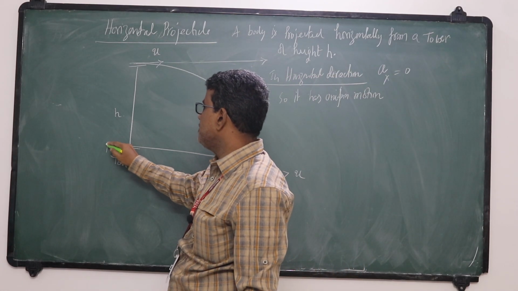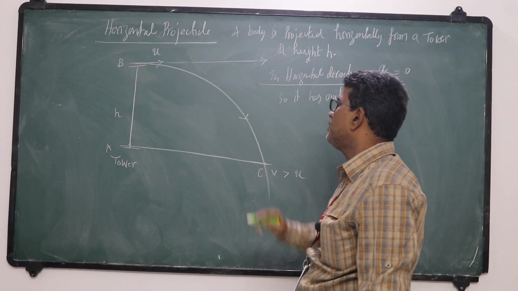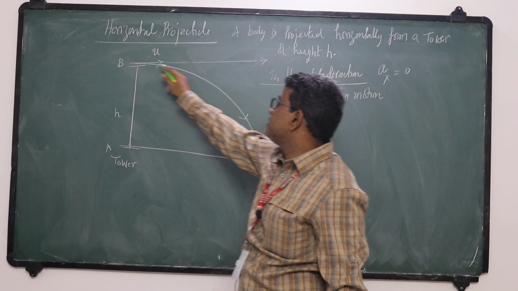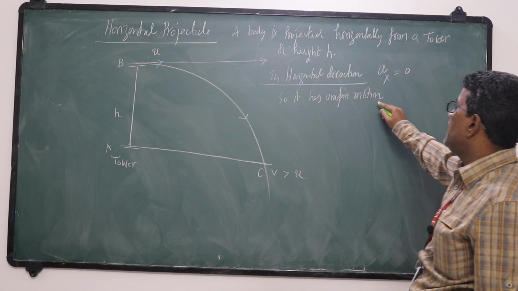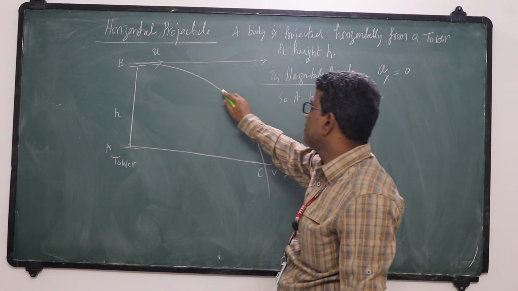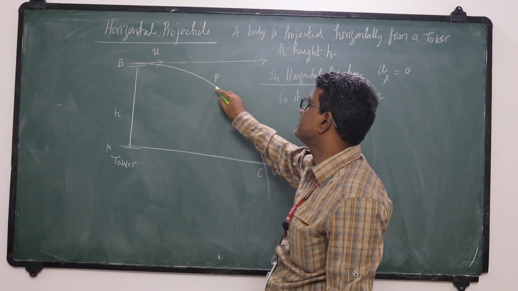Suppose AB is the height of the tower. It strikes the ground at the point C. So this trajectory is also a parabola. It has uniform motion, which means the velocity remains the same. Suppose P is the projectile position after t seconds.